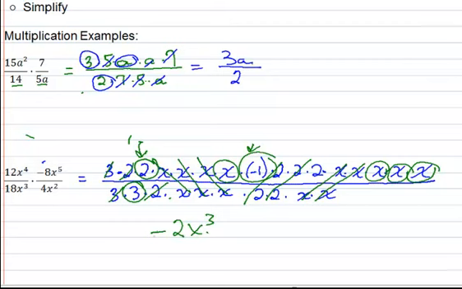And in the denominator, I missed an x. I missed a 2, excuse me. That's why I like to circle them. So what I have is -4x to the third.